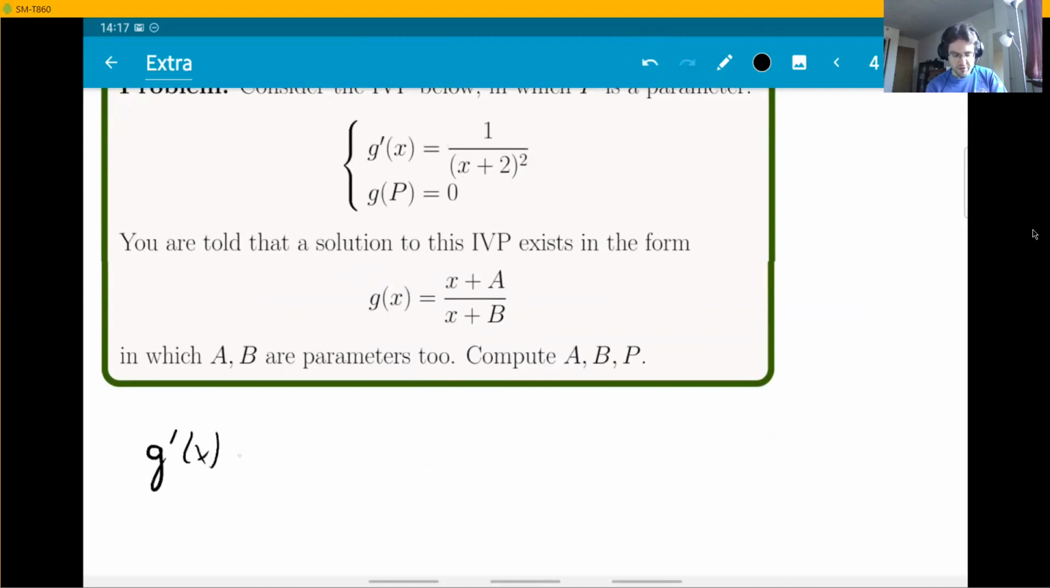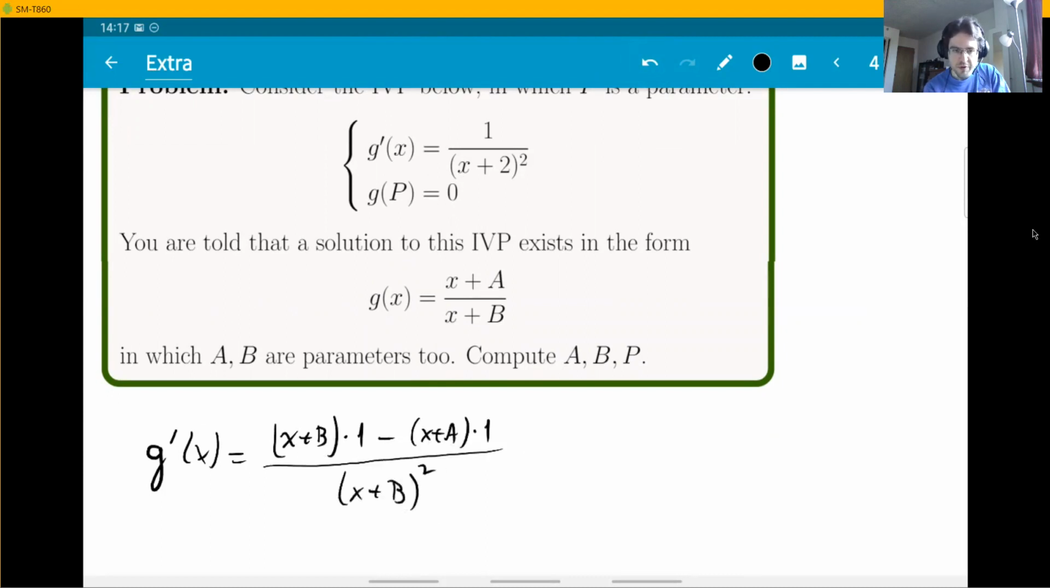Take the derivative of this function. I'm looking here. By quotient rule, I'm going to write low d high minus high d low over low squared, where a and b were considered to be just numbers. We don't take derivatives of them. So we have to simplify this. You see that x minus x will go away. You just have b minus a over (x plus b) squared. This is the derivative of the function given. But according to the IVP, it must be equal to the function 1 over (x plus 2) squared.